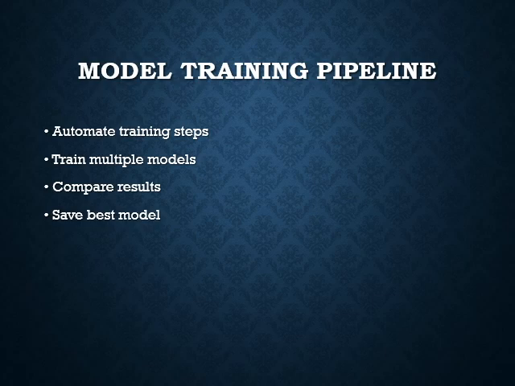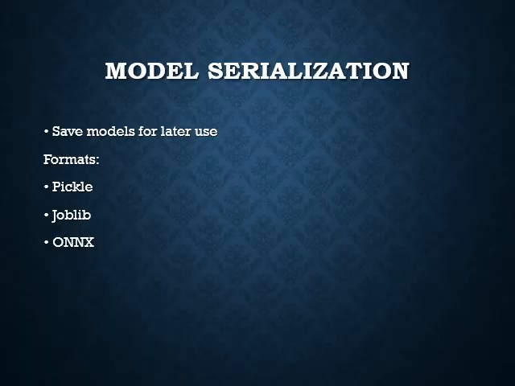Model training pipelines. A training pipeline automates the model training process. It can train multiple models, compare their performance, select the best one, and save the trained model. This makes experimentation faster and more organized.